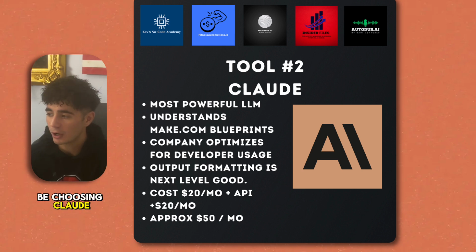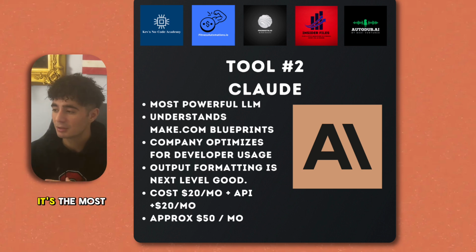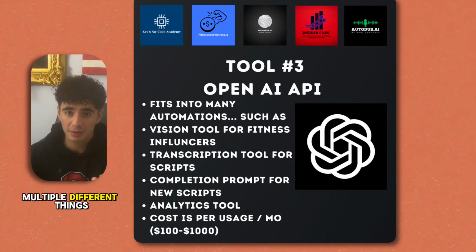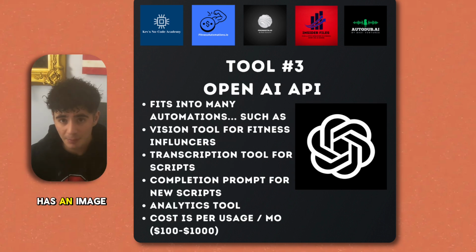Next up, guys, is your LLM. So I'm going to be choosing Claude in this example because from what I'm seeing, it's the most powerful large language model. The OpenAI API can do multiple different things. It has a vision tool, it has an image tool, it has a text tool. And so in this example, I could show you a couple automations that I use OpenAI APIs for. And so the first one is a vision tool.